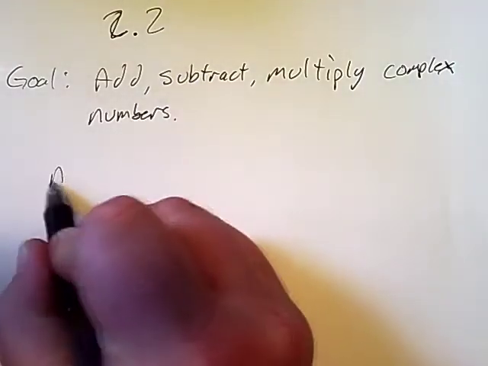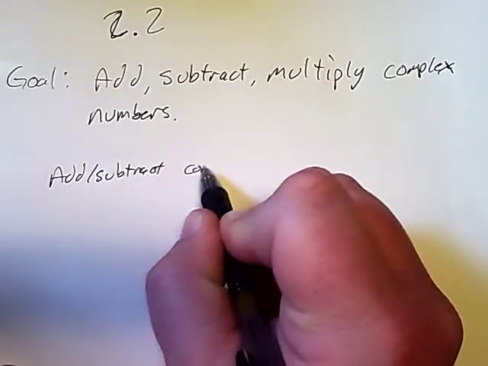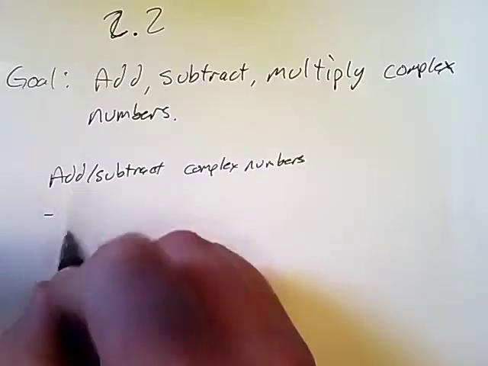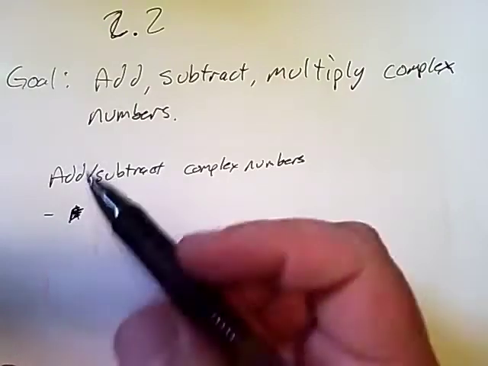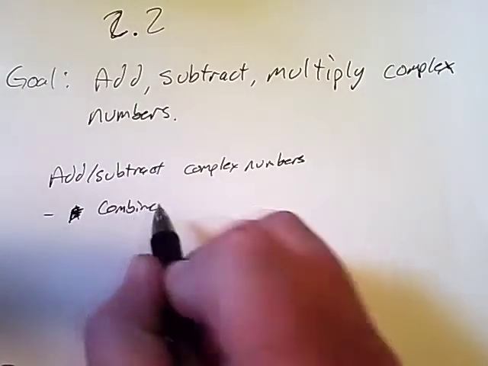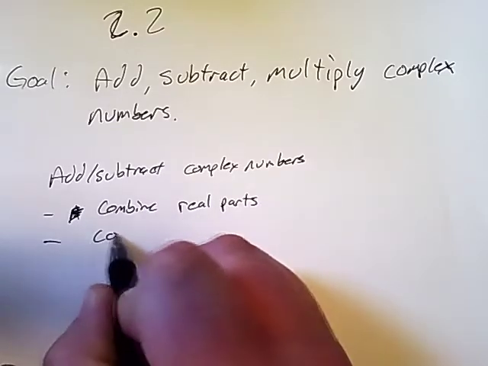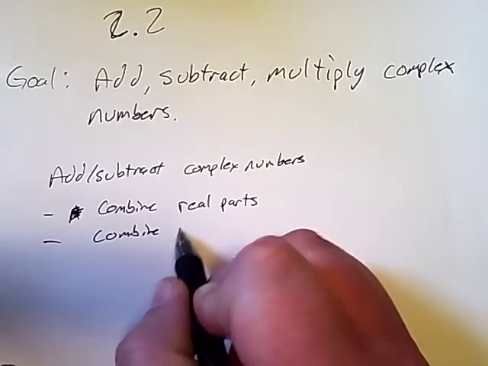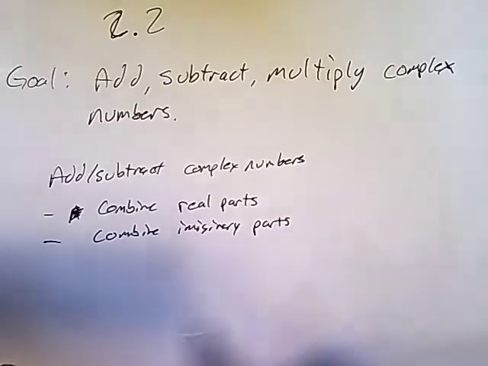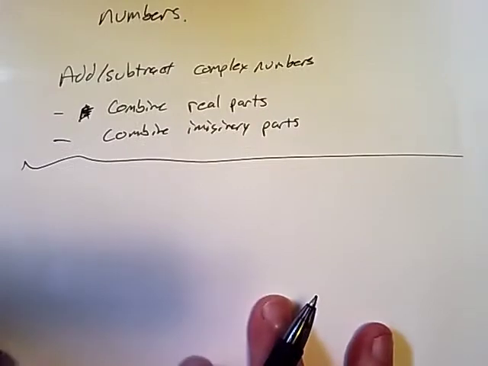So when it comes to adding and subtracting complex numbers, it's going to be more like combining like terms. We're going to combine the real parts and then combine the imaginary parts. And let's do a few examples of that and see what it would look like.